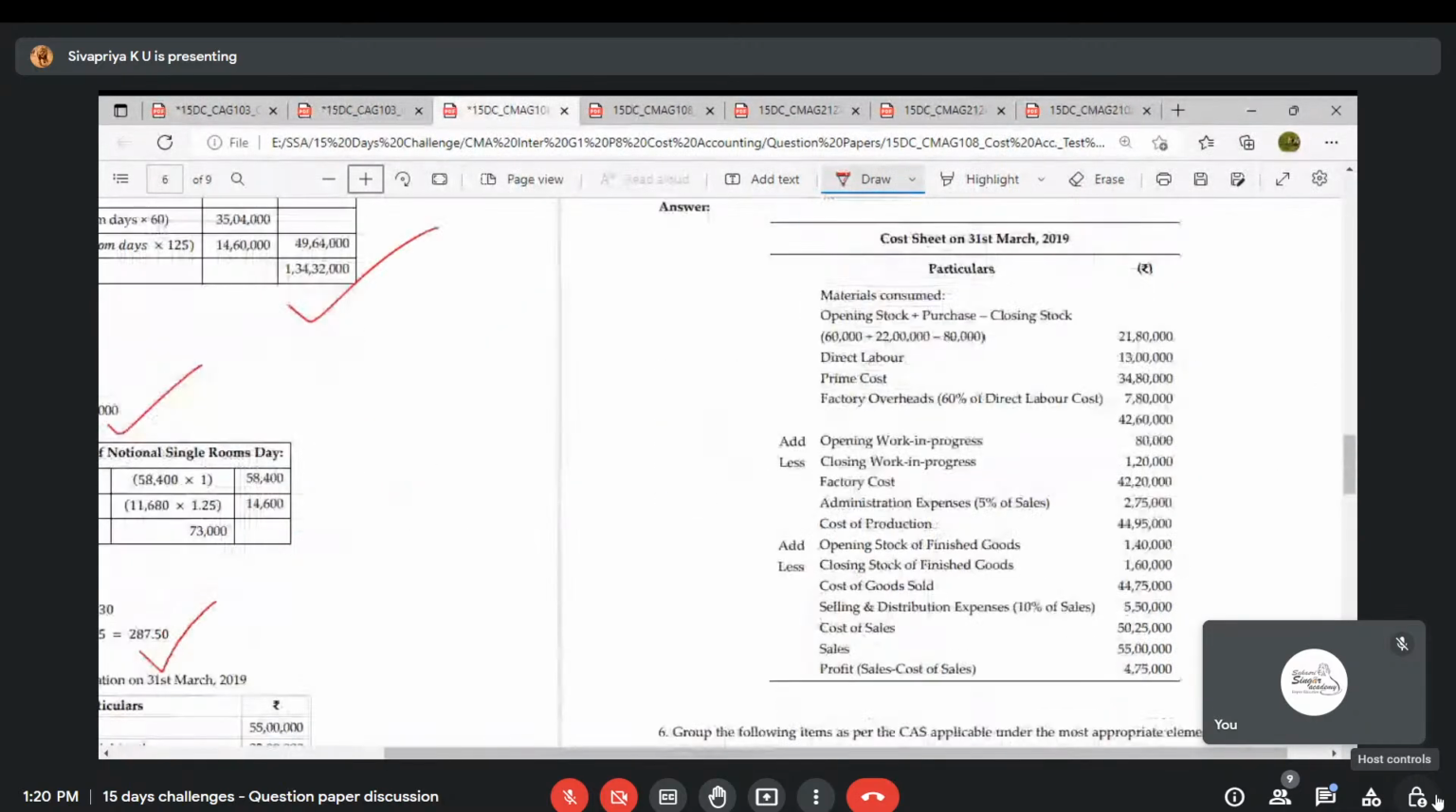Question number 5. This is preparation of cost sheet. Answer is 4,75,000 is a profit. Okay.